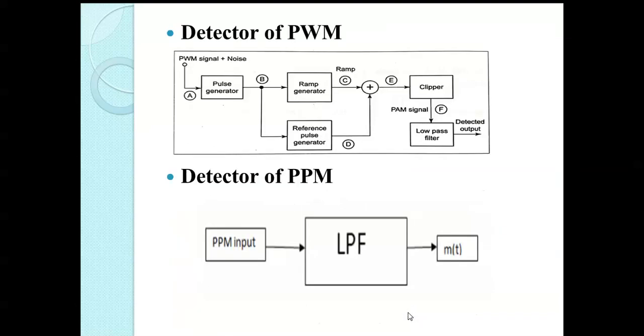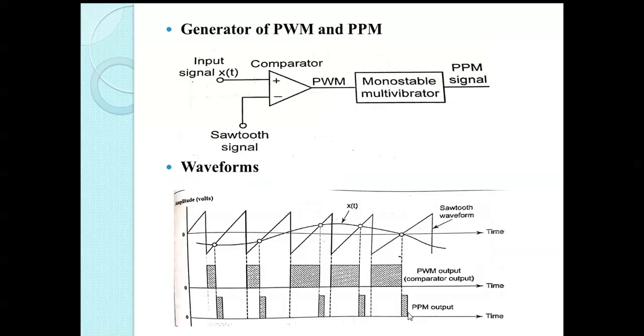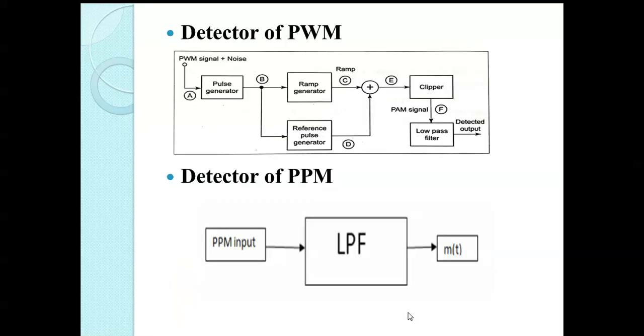The generation part is over. Next we'll go to the detection part of pulse width and pulse position. This is the block diagram for PWM, and this is the block diagram for PPM. The input is the signal. After passing through the channel, at the detection part there will surely be interference of noise. First we have to eliminate that noise, then only will we get a proper message signal.